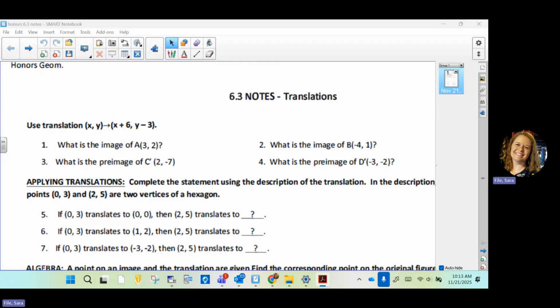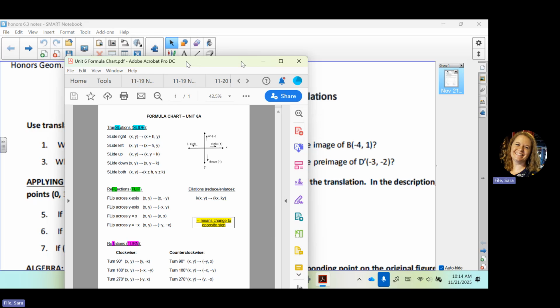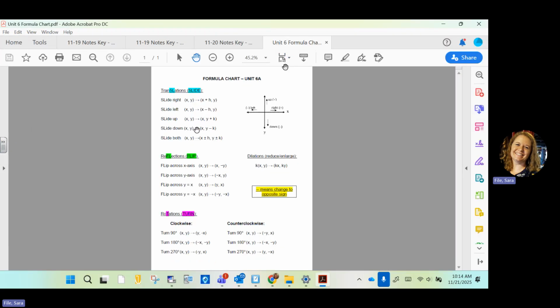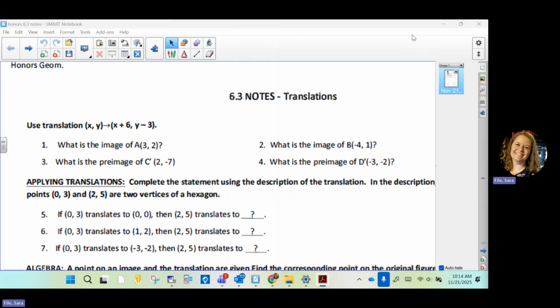Which is over translation. So again, I showed y'all the formula chart. It is posted above all the notes in Canvas. It looks like this. So it has translations on it as well. So we talked in 6.1 about reflections, and that FL can help remind you that it means flip. Rotations, that T can help remind you that it means turn. And then for translation, that SL in the middle hopefully will help you remember that this means slide.